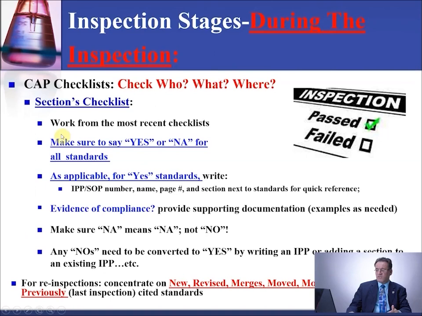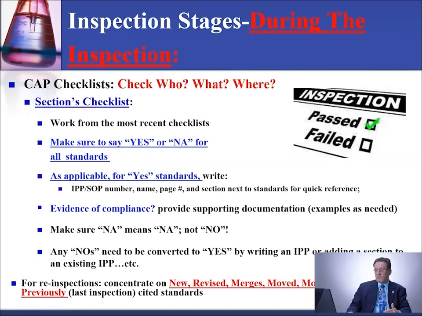So for your section checklist, work from the most recent checklist or the one that the CAB tell you that I'm going to be inspecting you with that checklist, okay? Make sure you say yes or NA for all the standards. Yes means that you do it and you have compliance for it. NA, that means not applicable to you.